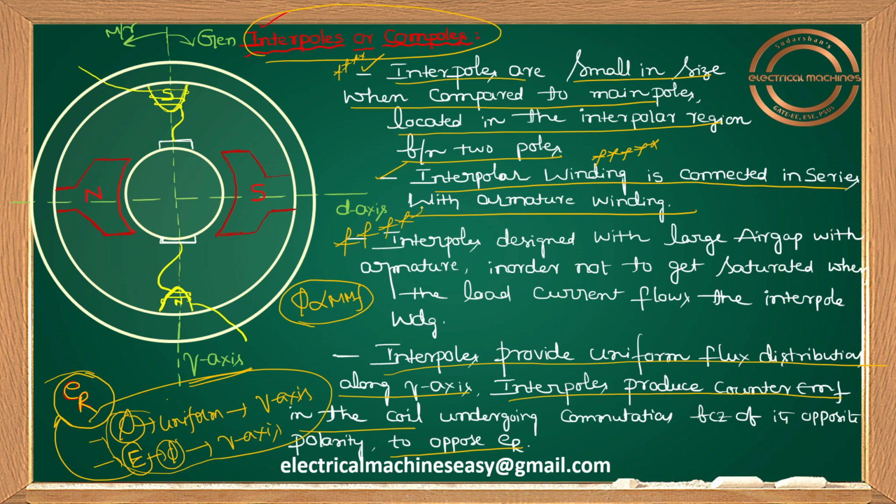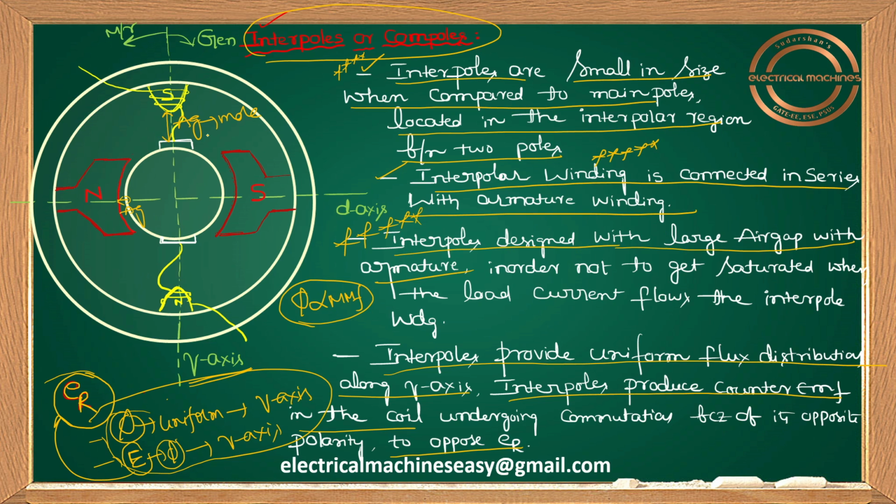What is that? I told you the requirement of flux is more along the Q axis. So if you want more flux due to the interpole winding, take care that the interpole does not enter into saturation. If I don't want the interpoles to saturate very fast, the air gap should be more here. That's why, if you observe this figure clearly, the air gap between the interpole and armature is more than the air gap between the main poles and the armature. So interpoles are designed with a large air gap with the armature.